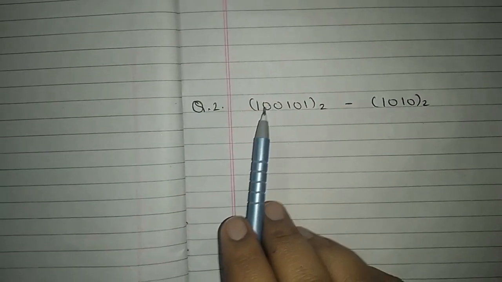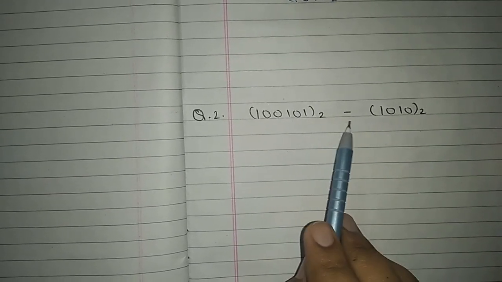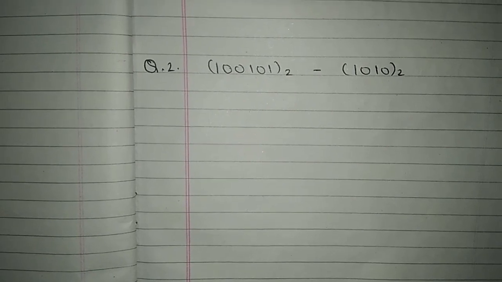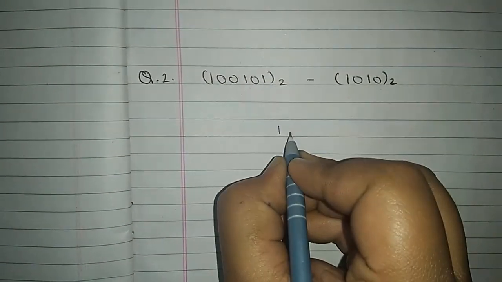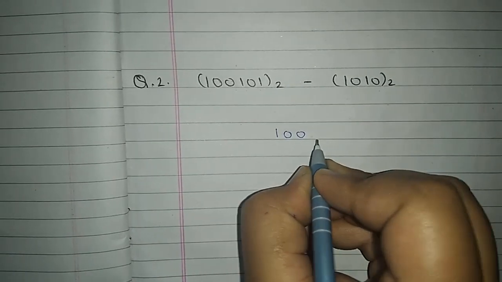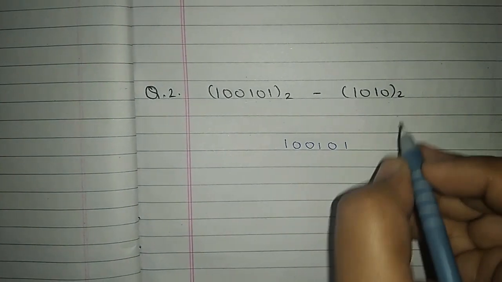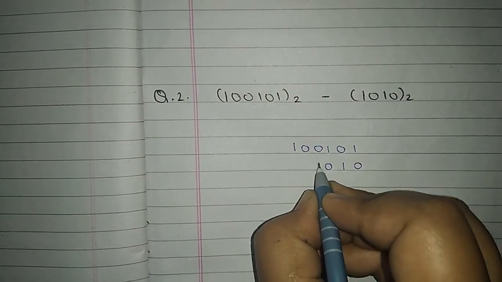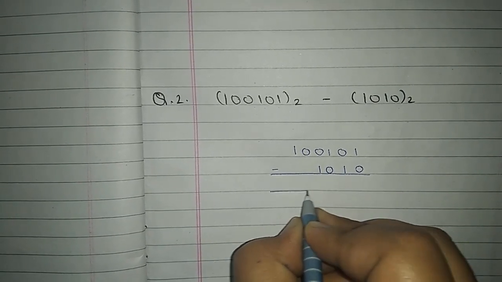Our second question is 100101 with a base of 2, and from this number we have to subtract 1010 with a base of 2. Now let's see what we have to do. First of all, we have to note down the numbers. So we will write 1, 0, 0, 1, 0, 1. And then we have to note down this number from the right side. So we will write 0, 1, 0, 1. And then we have to subtract them one by one.